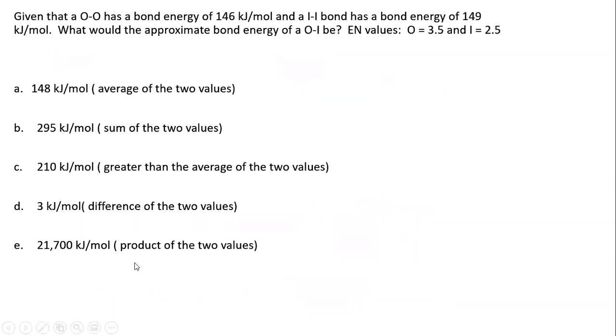And then one kind of application of bond energy. So here we're given that the oxygen-oxygen single bond has a bond energy of 146. An iodine-iodine bond has a bond energy of 149. What would the approximate bond energy of the oxygen-iodine bond be? And it gives us the electronegativity values. So here we're not supposed to go and look on Mr. Google to see what the bond energy is. We have to use the information given to us in this problem to elucidate what the approximate bond energy would be.